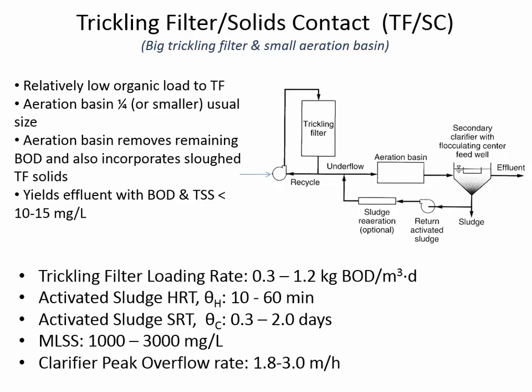So the next few slides we'll look at some of the typical configurations for combined treatment where they're putting both trickling filter and some form of activated sludge together. The first one is called a trickling filter solids contact. This is a really large trickling filter and then a pretty small aeration basin. The activated sludge part of it is the minor component that's just doing further polishing.